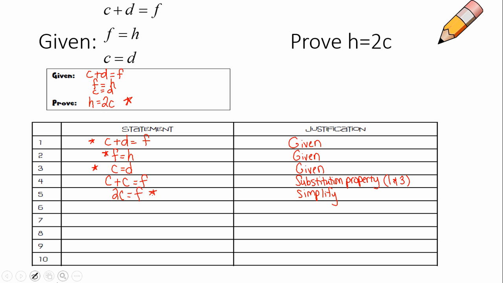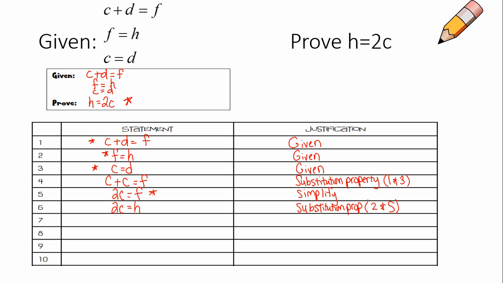So maybe we then would say 2C's would equal H, and we could say that we used the substitution property, or you could say the transitive property in this case. Either way, they would both work. So substitution property is the one most people choose here. So we would say, which lines were those? I'm looking back, 2 and 5. I combined those together. Lovely. And now we're getting close.